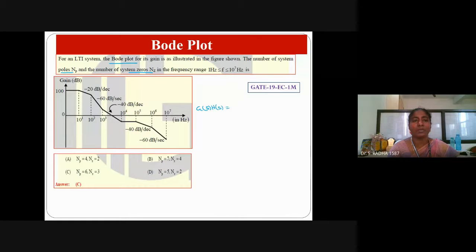G of S, H of S equals, in the beginning it is 0 dB per decade. You can see this is 0 dB per decade. It is given by K. If K is greater than 1, the Bode plot will start above the x-axis. If K is equal to 1, the Bode plot will start on the x-axis. And if K is less than 1, the Bode plot will start below the x-axis.